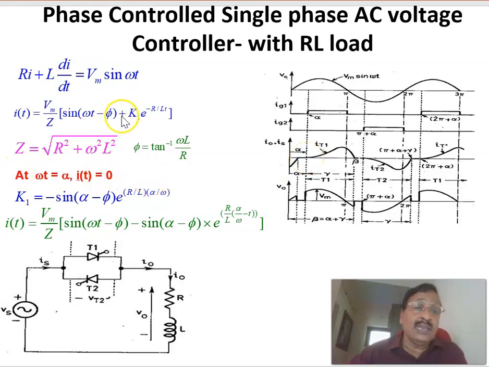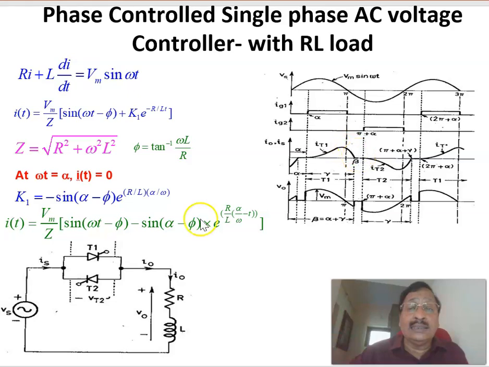Substituting this in the equation, we get the constant K1, like minus sine alpha minus phi into e raised to R by L into alpha by omega. Therefore, you have to substitute this alpha here and equate the current to 0. From that, you can find the constant K1, and that constant is substituted in the equation. Therefore, you get the final equation of the current.